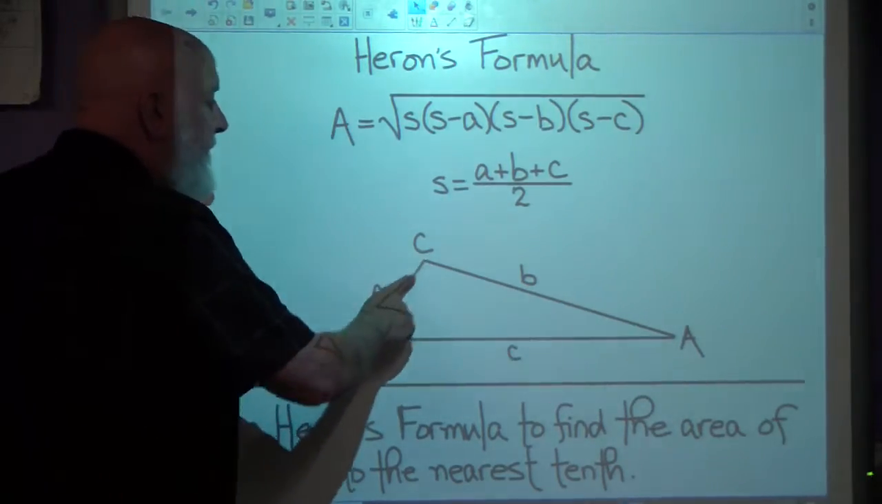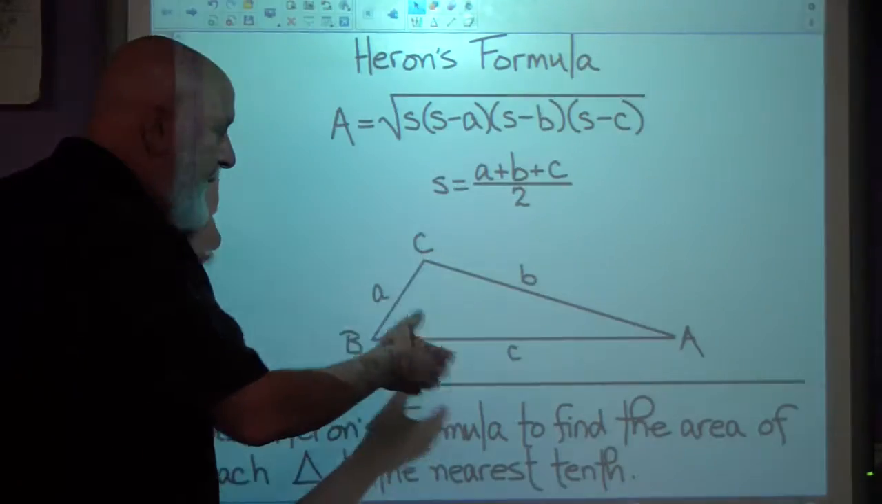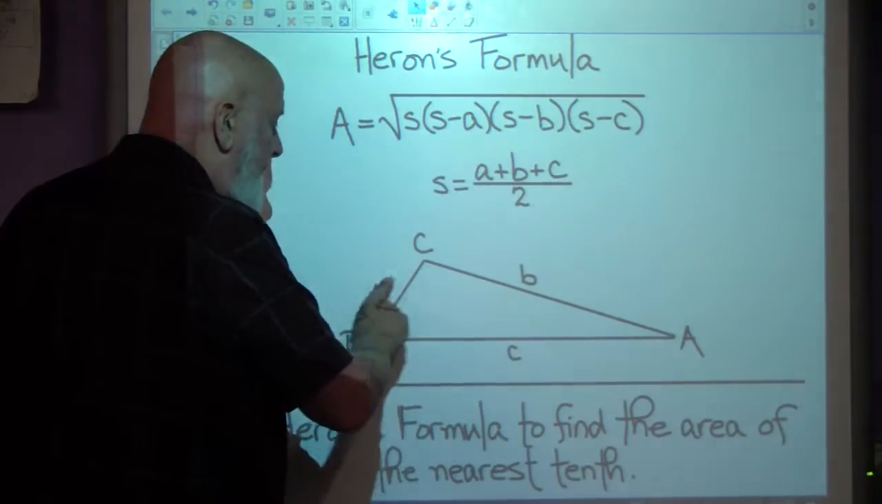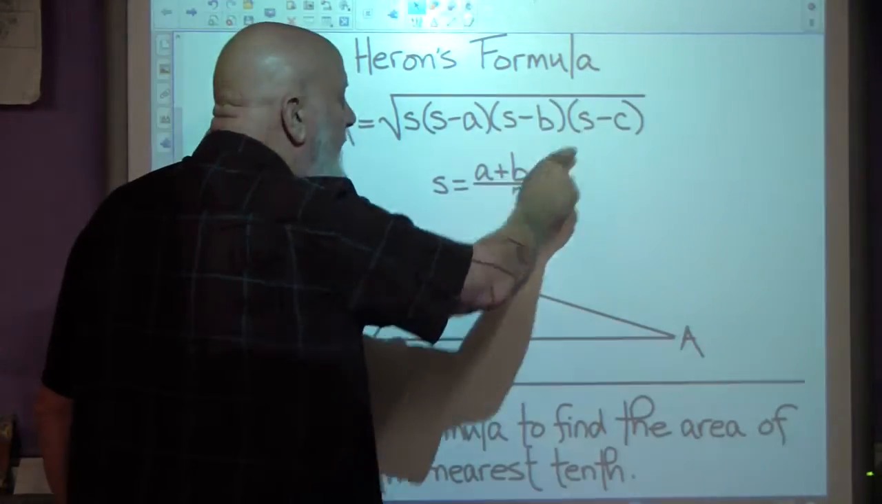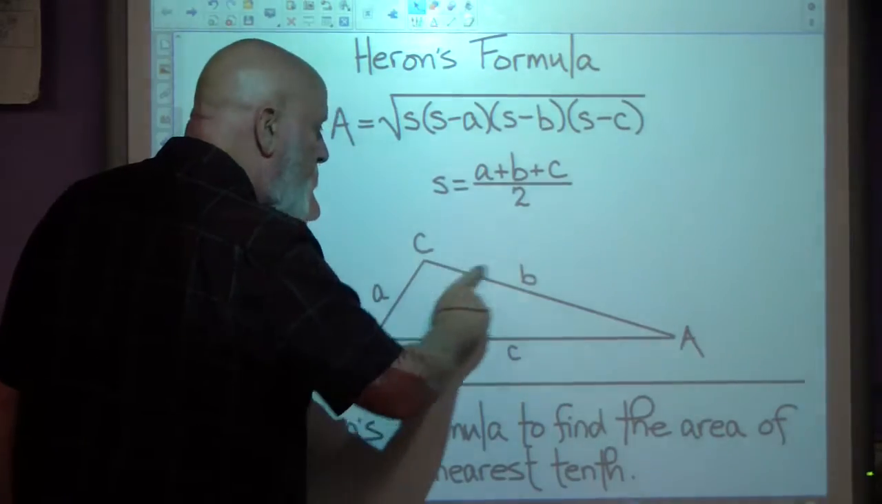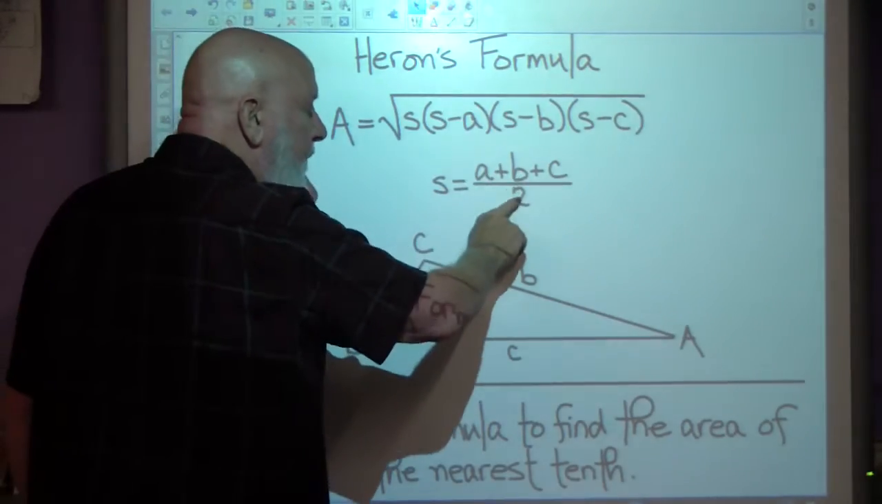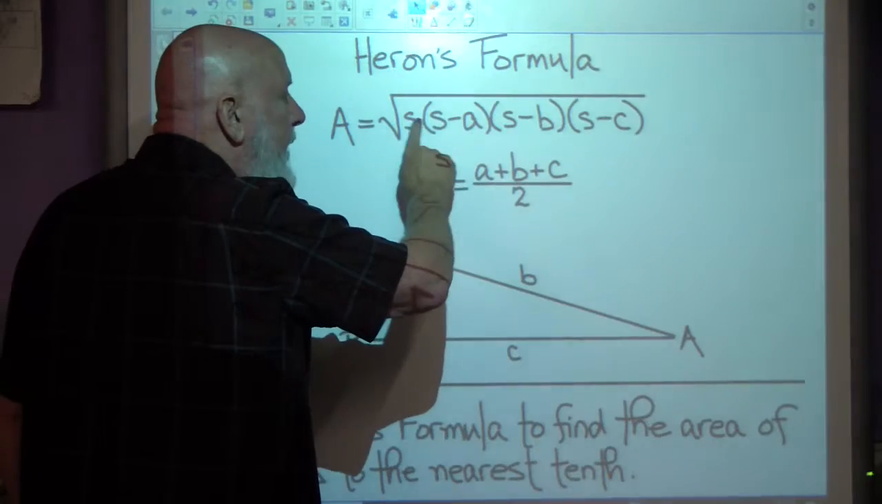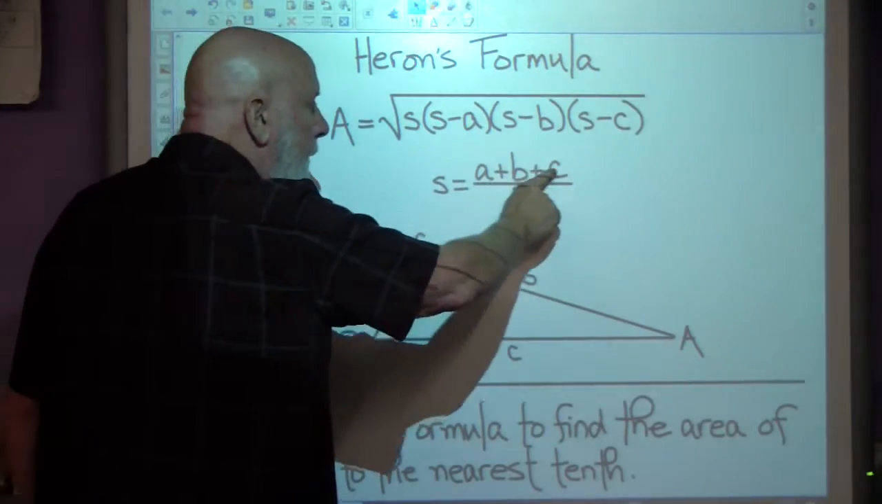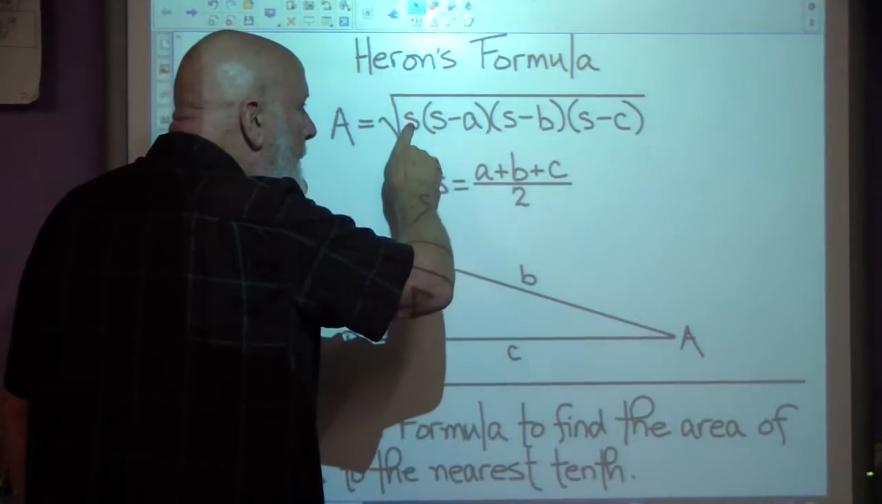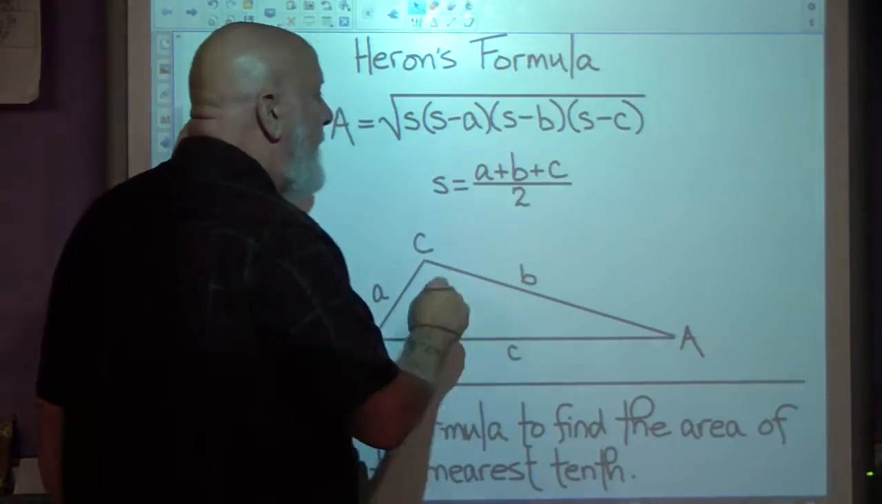We have a triangle. In this case it's ABC. It doesn't have to be ABC. It can be any letters. But if it's ABC, then we find the value of S that we're going to put here, here, here, and here by taking the perimeter of the triangle and dividing it by 2. So these values right here, S, S, S, and S, are going to be the perimeter divided by 2. Add the sides and divide by 2.